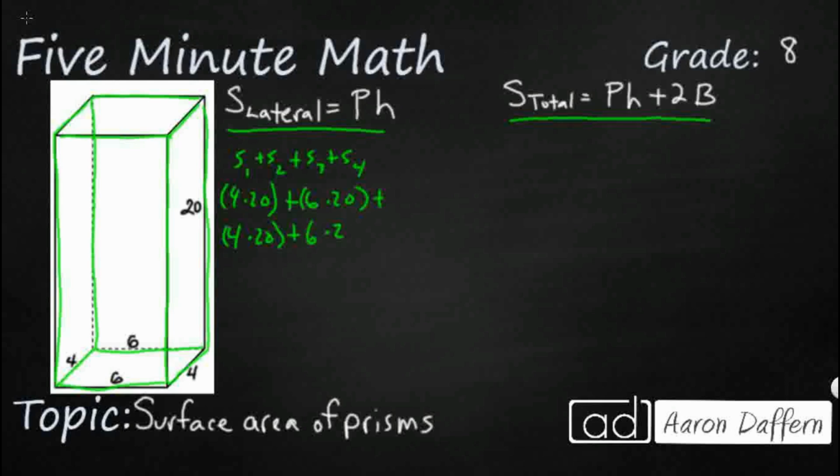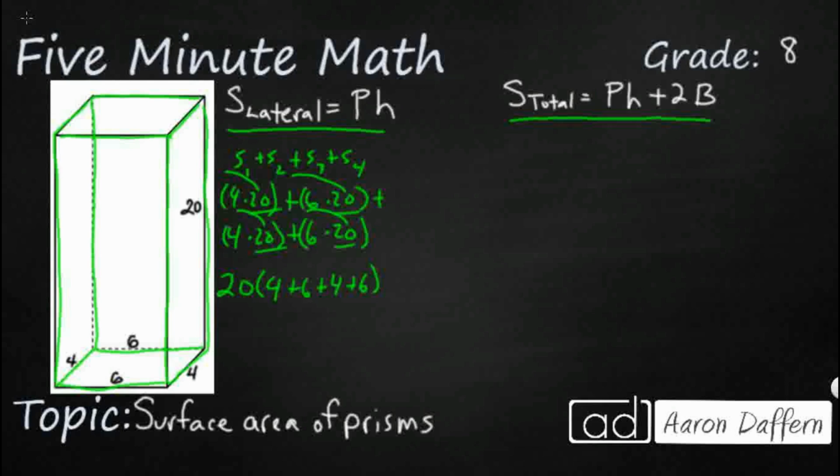Now here's the cool thing. You notice what all of these have in common? We're multiplying everything times 20 because that's the height. So we can use the distributive property in reverse to factor this out. We're going to pull out that 20 since it's common in every single one of those multiplications, and we're just going to leave 4 plus 6 plus 4 plus 6. It ends up being the same thing.